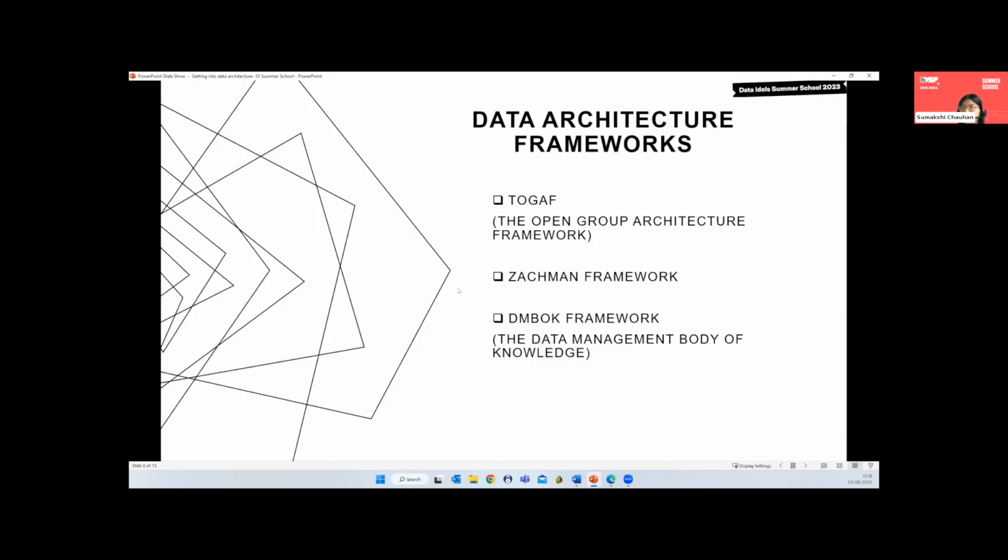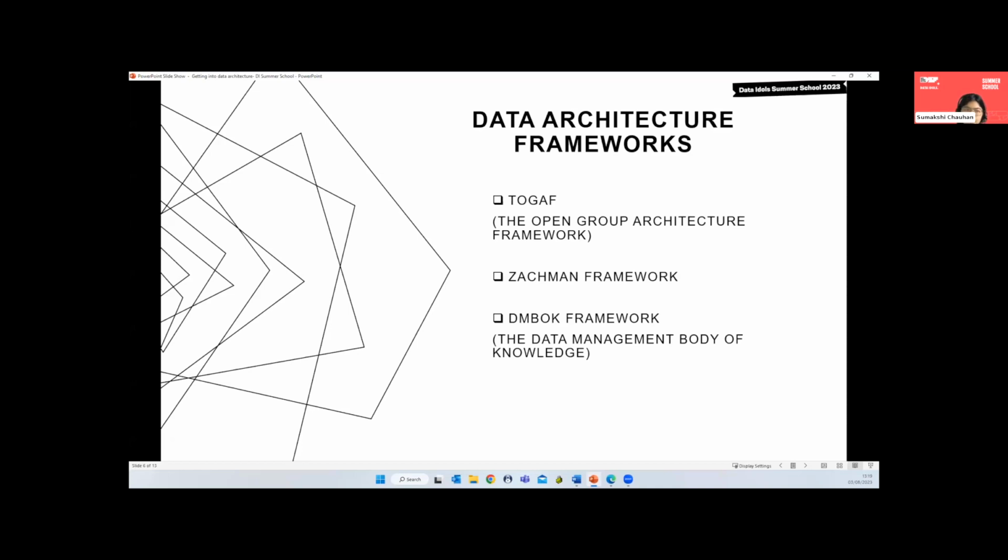Let's look at the data architecture frameworks now. Data architecture frameworks, or frameworks in general, provide a structured approach to organizing and managing data within an organization. These frameworks offer a set of guidelines, principles, and best practices on how to design, implement, and maintain the data systems or systems in general. There are three popular data architecture frameworks.